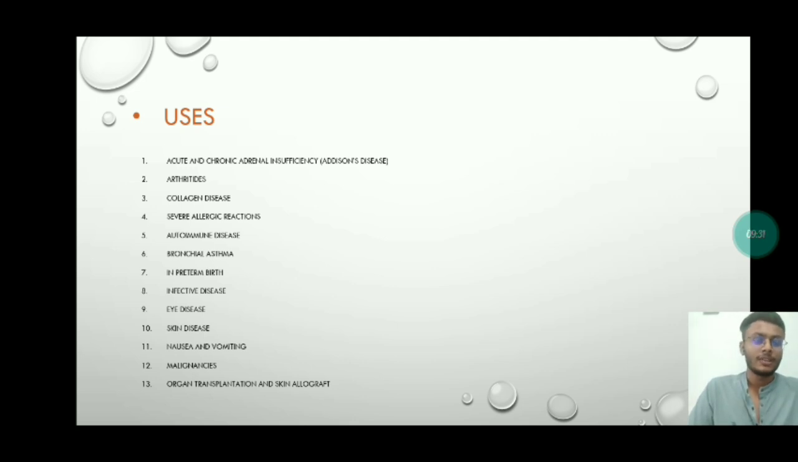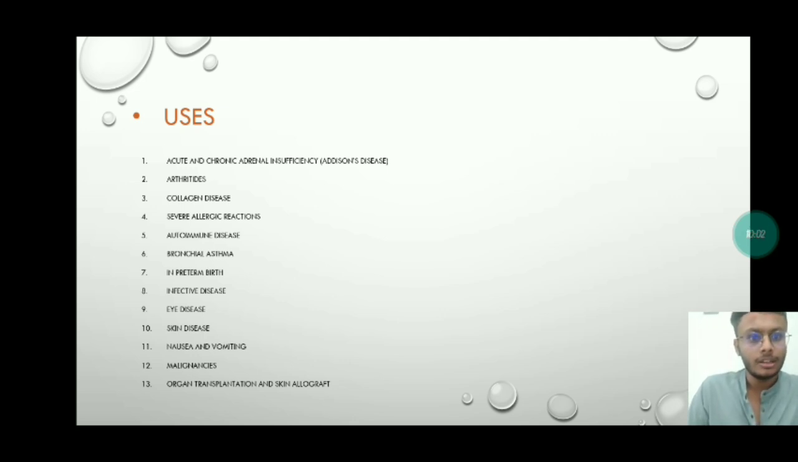Bronchial asthma. In bronchial asthma, corticosteroids are mainly used in status asthmaticus, which is an emergency condition. After the emergency we withdraw the corticosteroids. It is also used in preterm birth. What happens in preterm birth is there is no maturation of the lungs of the fetus. So for that, corticosteroid helps in the surfactant formation and it leads to the maturation of the preterm fetus.